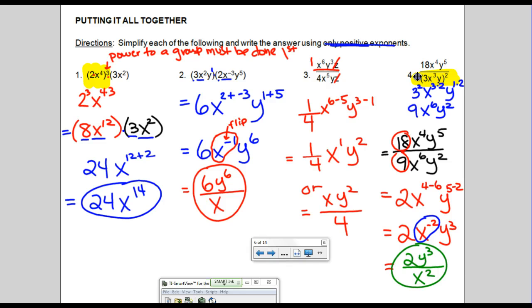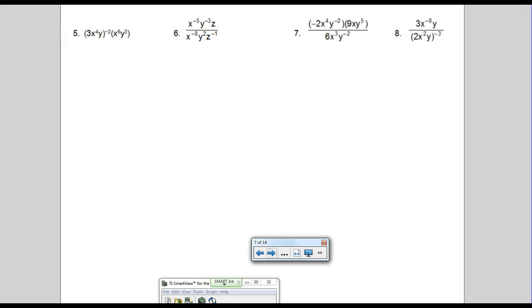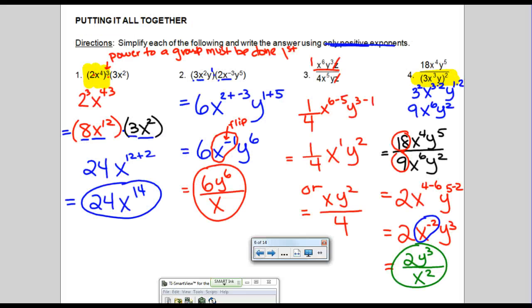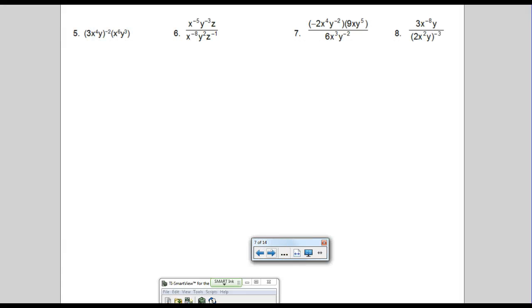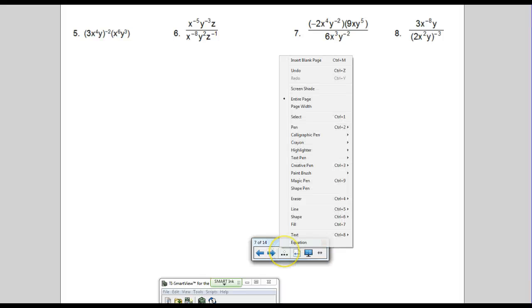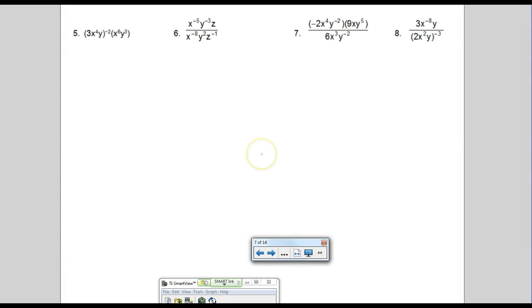Okay. We'll try 4 more problems. Okay, number 5, we have 2 groups being multiplied again. So that was similar to problem 1. The only difference is that we have a negative 2 power. So although there are a couple ways to do it, anytime you have a power on the outside, you have to take care of him first. But in addition, if you have a negative, that means I want to flip the group.